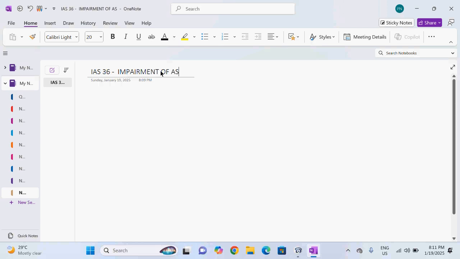So, what is impairment of assets? Impairment of assets is basically when an asset loses its value. This can be as a result of internal or external factors. So, that is basically impairment.